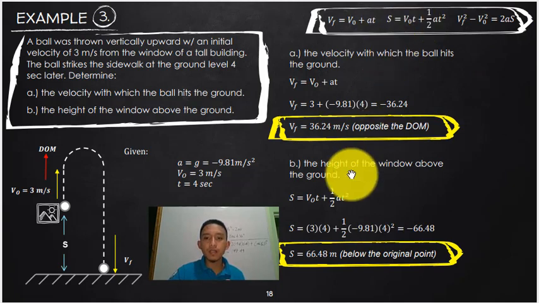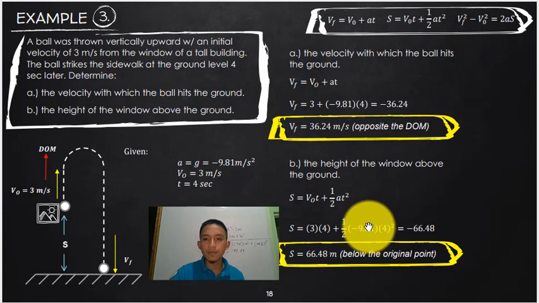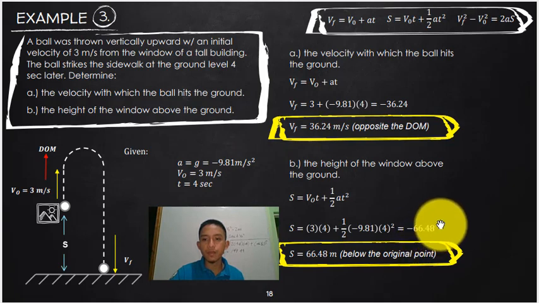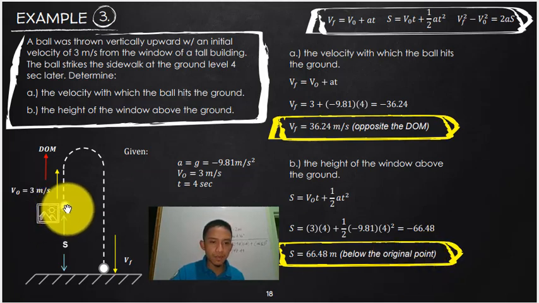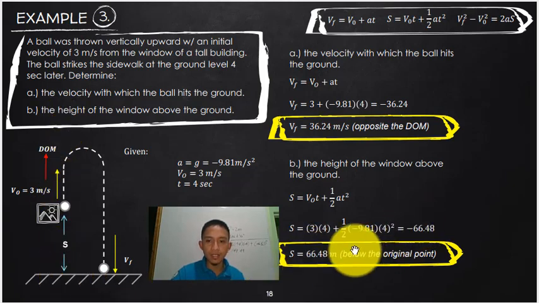Okay, so VO is 3 and then T is 4 seconds. 1/2, your gravity is negative 9.81 and then T is 4, okay. Ended up with negative 66.48. The negative only stands again for the distance is just below the original point, isn't it? The distance is below your original point and you are supposed to be going down. So that is why it is negative, but the distance is just 66.48.